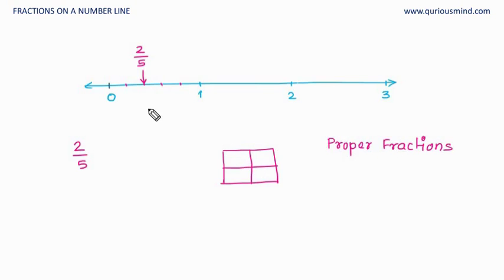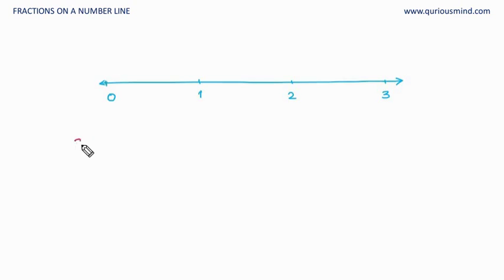Let's show one more fraction on the number line before we conclude this video. Let's show 3 upon 8. Let's make 8 parts. And let's travel to the third part. 1, 2, 3. This is where we have 3 upon 8.